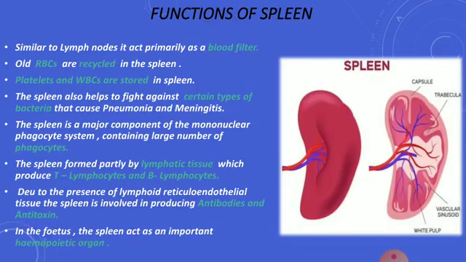Function of the spleen: old RBCs are recycled in the spleen, and platelets and WBCs are stored in the spleen. The spleen also helps to fight against certain types of bacteria that cause pneumonia and meningitis. In the fetus, the spleen acts as an important hematopoietic organ.